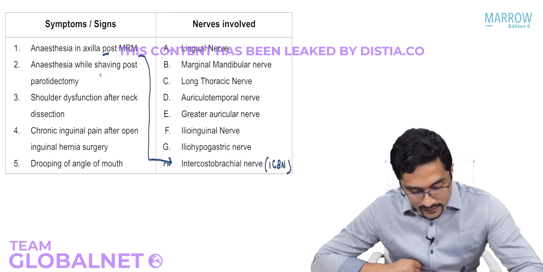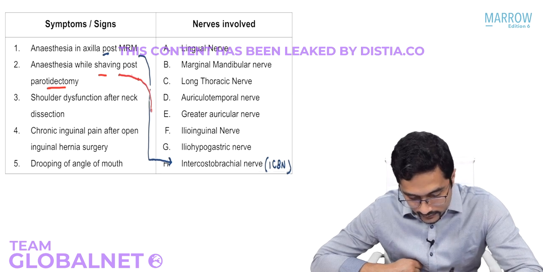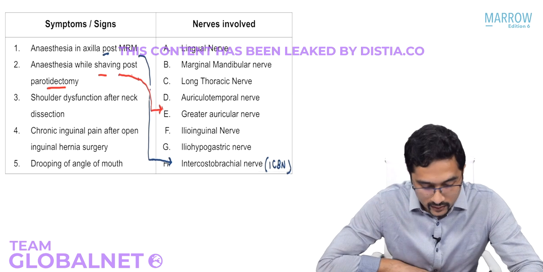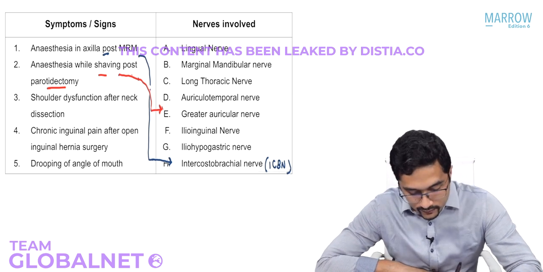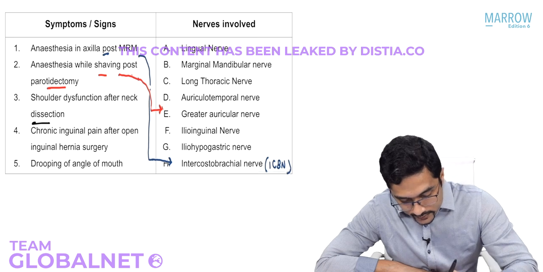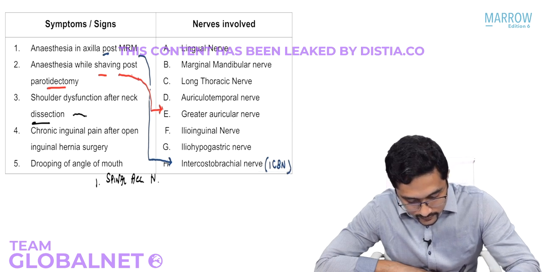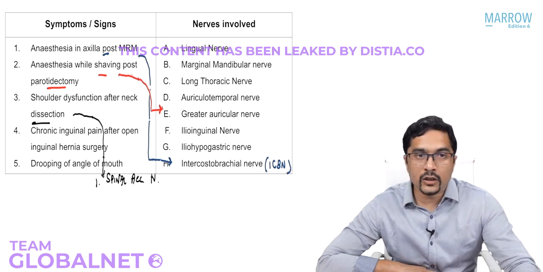Then anesthesia while shaving post-parotidectomy. I've already told you this is the greater auricular nerve. Shoulder dysfunction after neck dissection. This also we've discussed in the previous module. This is the spinal accessory nerve that got cut. Spinal accessory nerve is the one with shoulder dysfunction.